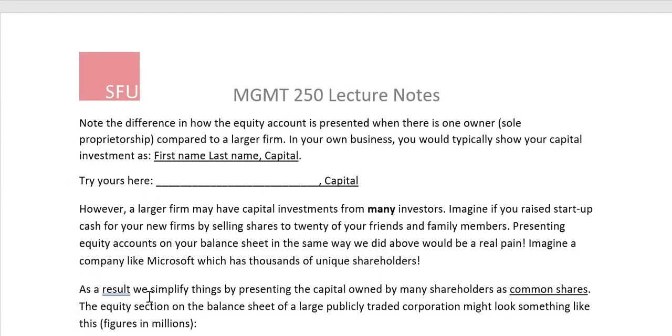Note the difference in how the equity account is presented when there is one owner, that's a sole proprietorship, compared to a larger firm. In your own business, you would typically show your capital investment as first name, last name, comma, capital. So I'll give you a minute to try this. I'm going to fill my own name in once you have gone ahead and filled in yours.